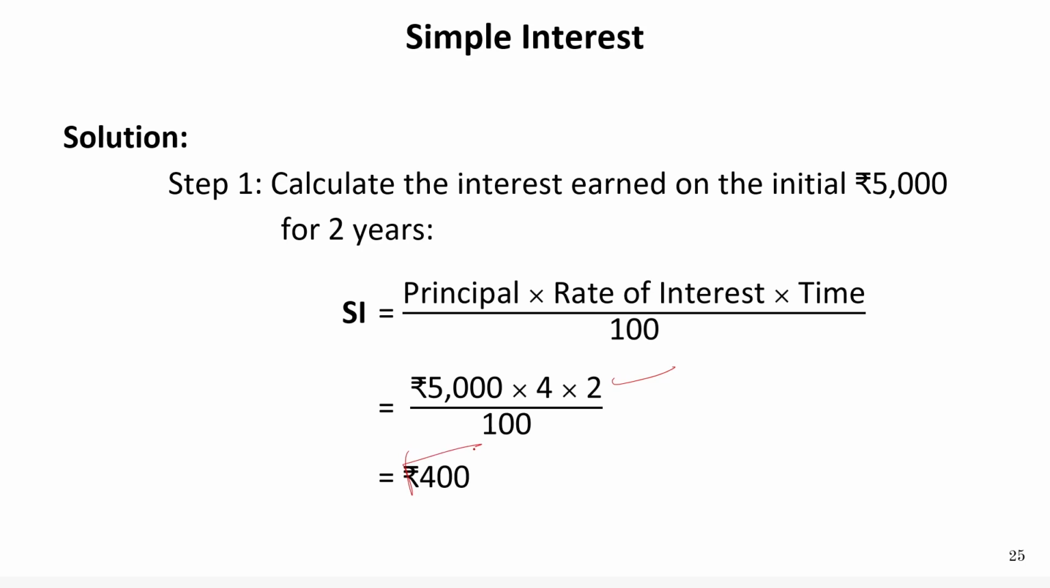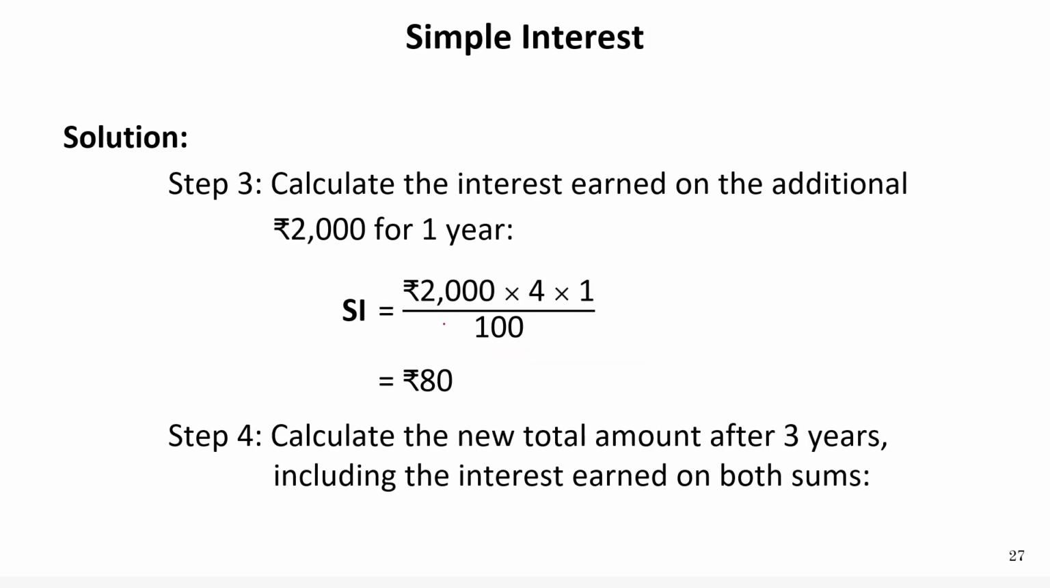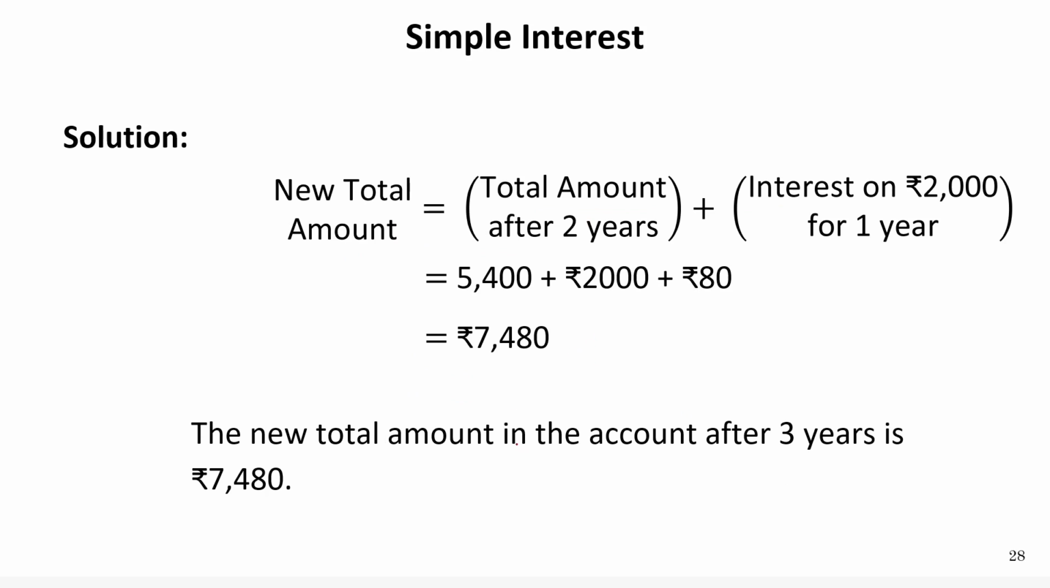So this much, that is 400, for the initial 2 years, right? Time is equal to 2, as given here. Using the formula SI is equal to PRT by 100, the total amount is equal to principal plus SI. So 5000 plus 400 is equal to this much amount. Calculate the interest on the additional 2000 for 1 year. So it will be 80. Calculating the new total amount, the new total amount in the account after 3 years will be 7480.